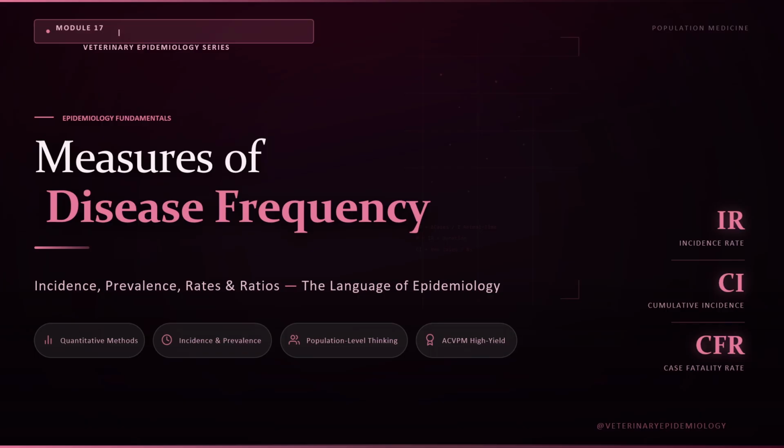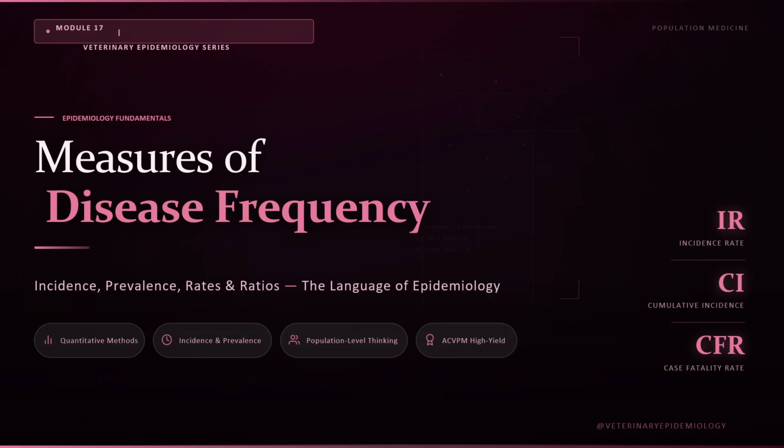Here's a practical illustration. Imagine you're a state veterinarian and you receive a report that 200 cattle in your region tested positive for bovine respiratory disease last month. Is that a lot? Is it a little? You genuinely cannot answer that question without knowing the size of the population being tested and over what time period. That's where our measures come in.